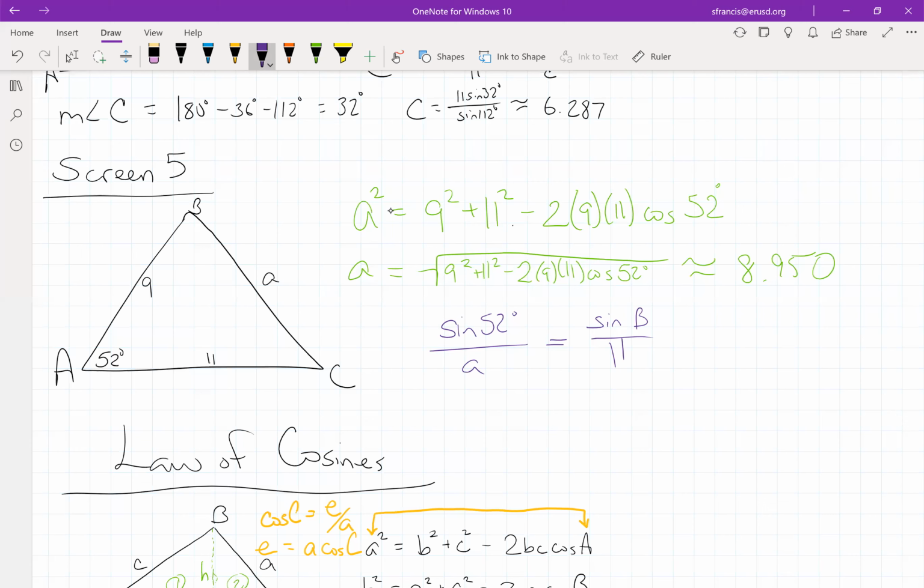Now I would multiply both sides by 11 to get the sine of B by itself, and then I would have 11 times the sine of 52 degrees over A. And then I'd have to use the inverse sine function or the arc sine function.